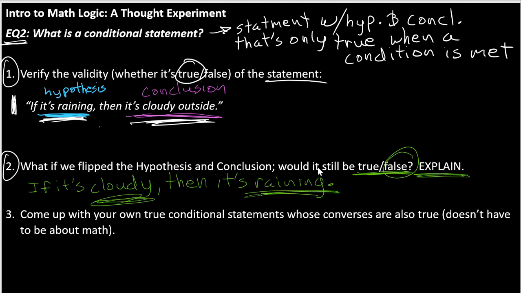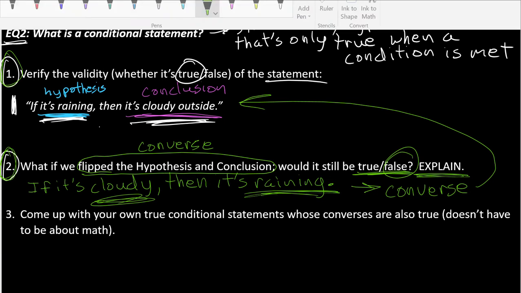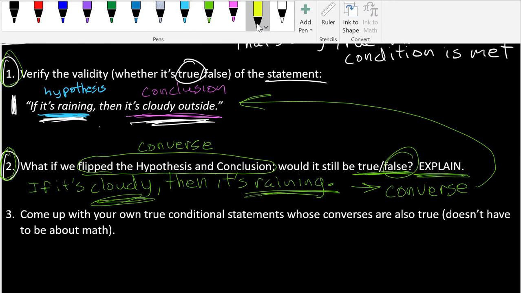And right here on number 2, what we ended up finding, this is the converse. This is called the converse. Think of reverse. This is the converse of our original conditional statement here from number 1. Okay, so when you flip hypothesis and conclusion, you get the converse of a conditional statement. So just a little side note there.